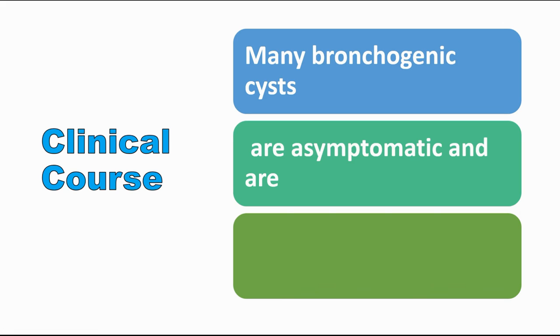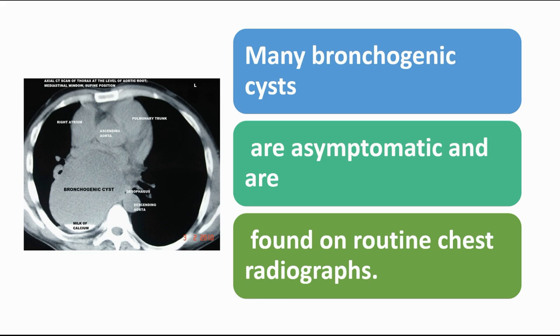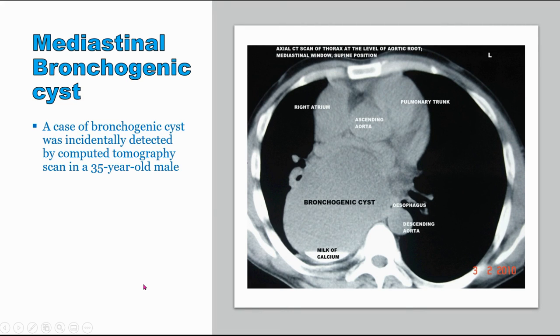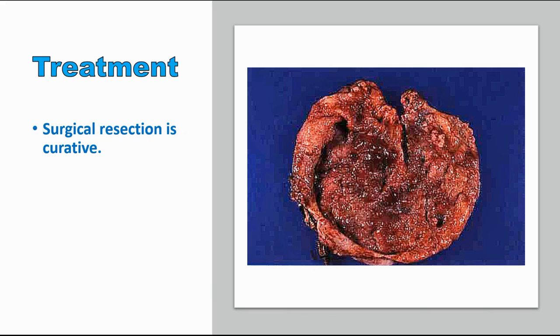Many bronchogenic cysts, however, are asymptomatic and are found on routine chest radiograph. Here you can see a mediastinal bronchogenic cyst, incidentally detected by computed tomography in a 35-year-old male. Treatment: surgical excision. Surgical resection is curative.